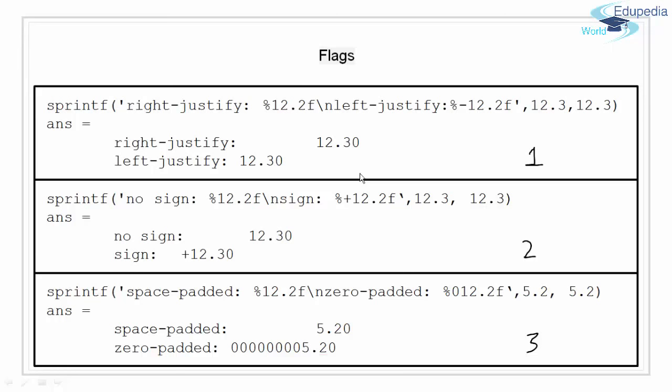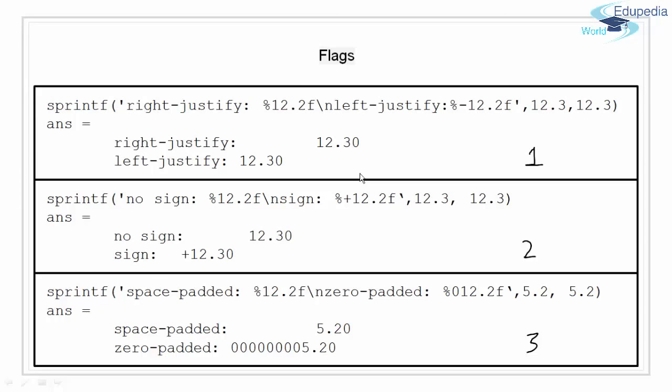Example 1 demonstrates right and left justification of the output. The default is right justify. As you can see, by default 12.30 is right justified. So to make it left justified, we use a minus operator before the formatting operator.